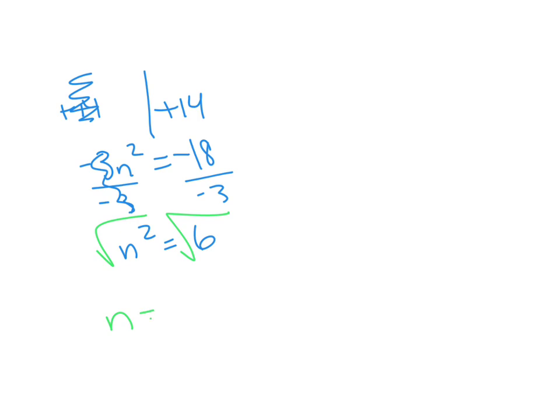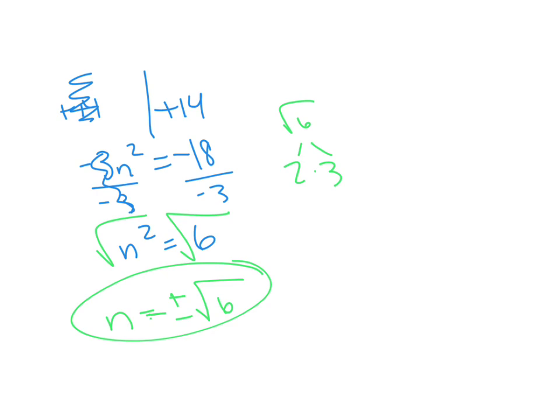Square root of 6. That's not a perfect square, but if you try to break that down, the only thing you could do is say 2 times 3. We don't have any pairs there either, so that's just going to stay square root 6, but you need your plus or minus to show that you have two different answers. One's a positive square root 6, the other's a negative square root 6.